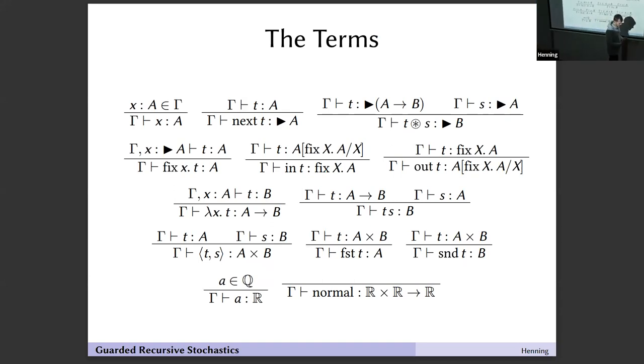And as you can see, there's nothing really super surprising in the rules here. There's basically the standard stuff that you would expect, standard things for the fixed point. The only difference is the later modality and how you deal with this. And then somehow we add the probability distributions to the mix, and that's supposed to give us a monad. Nice thing is it does actually. Now I will show you how this language works.